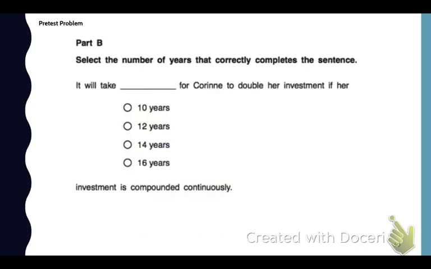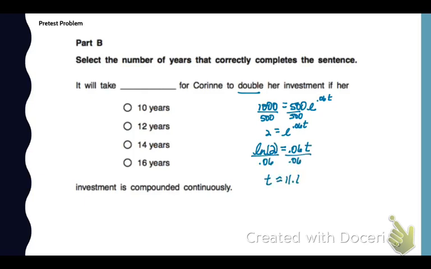Part B, we want to select the number of years that correctly completes the sentence. How many years will it take Corinne to double her investment? So I'm going to use that formula and just let it equal 1,000, which is double her initial investment of 500. Then I'm going to solve for t. So I have to isolate that expression, and then I'm going to switch it into log form. Since it's base E, that will be a natural log. So I will get approximately 11.6 years, which would round to 12 years.